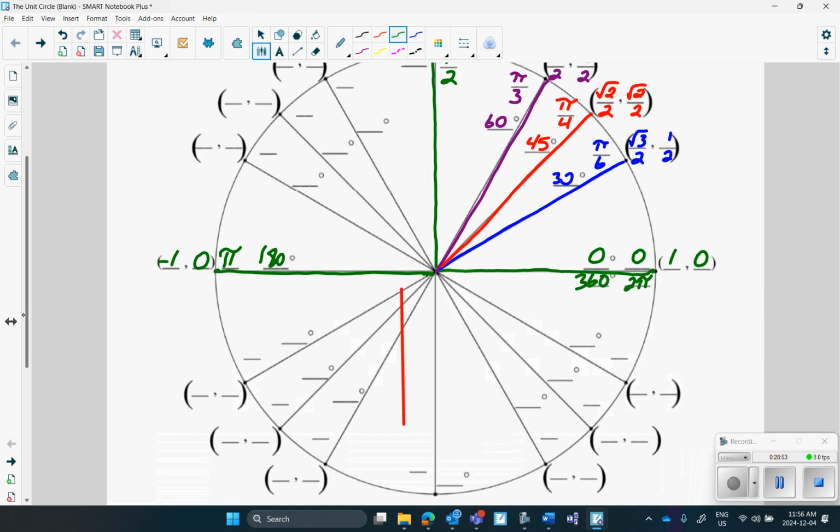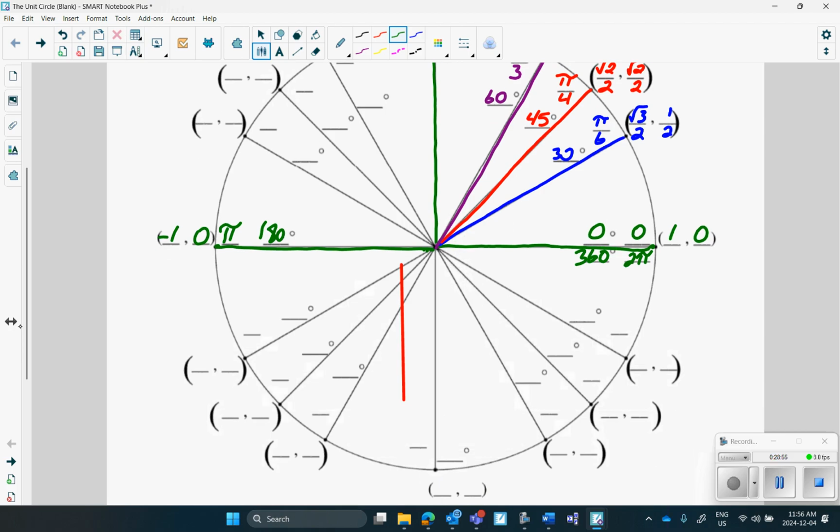Let's do the one that goes straight down. That's 270 degrees. But what is that in radians? Remember, we've got 0 and then a pi over 2. And then 2 pi over 2, which is just pi. So it makes sense that this is 3 pi over 2. And what's the point on the unit circle? 0, -1.